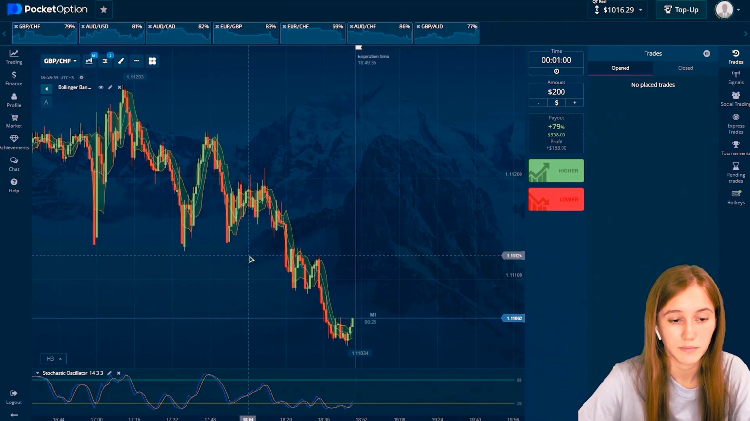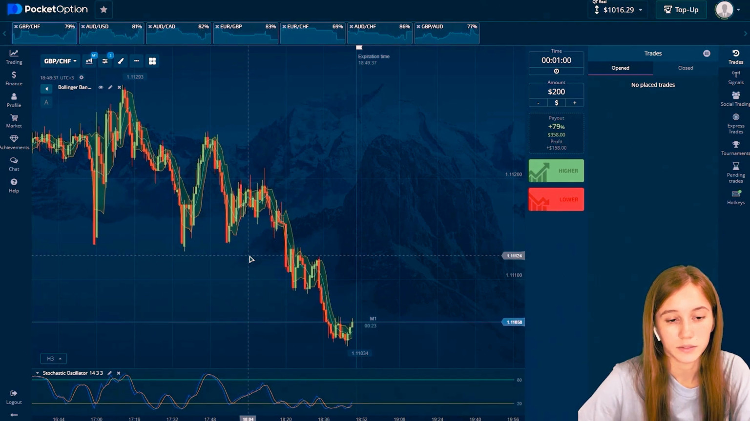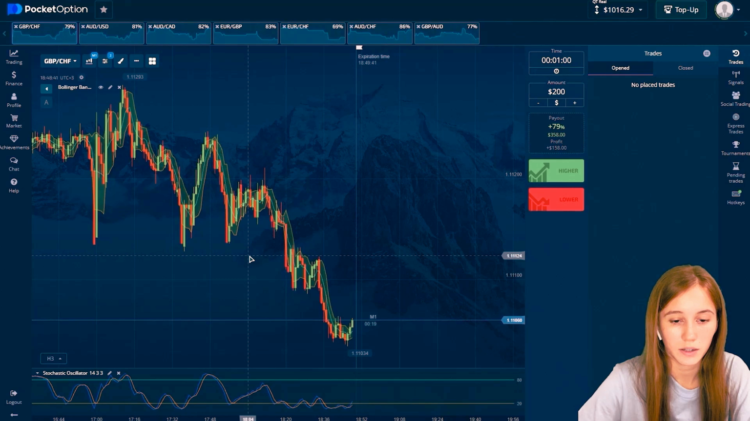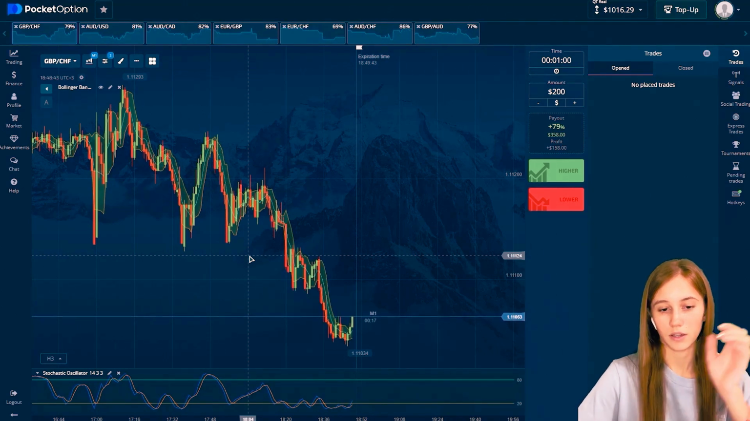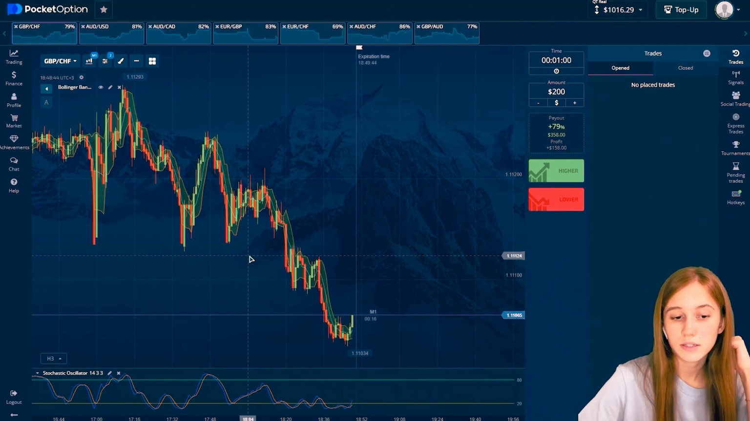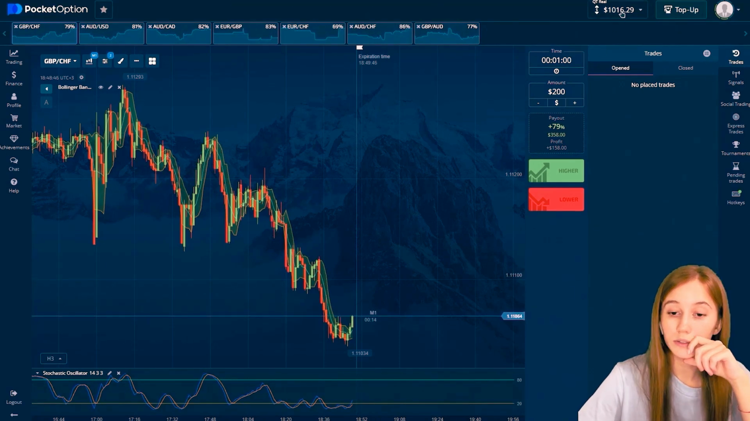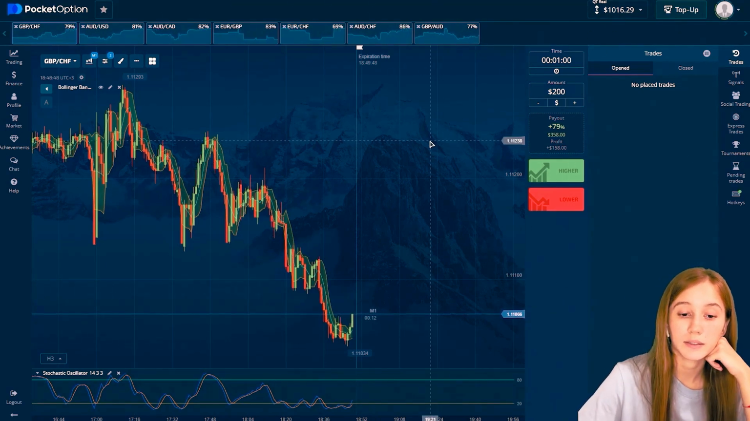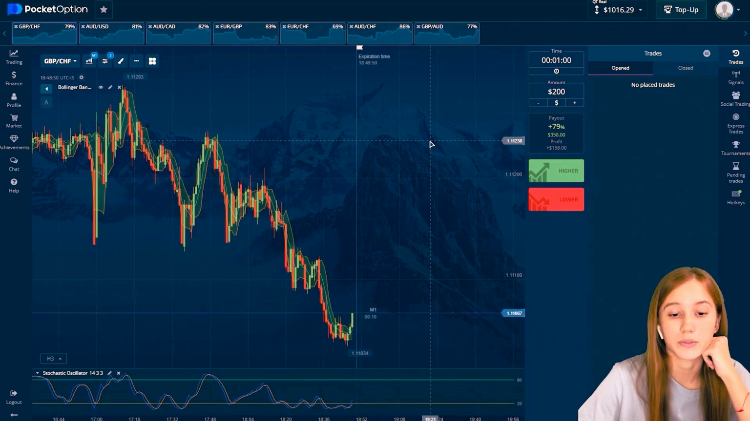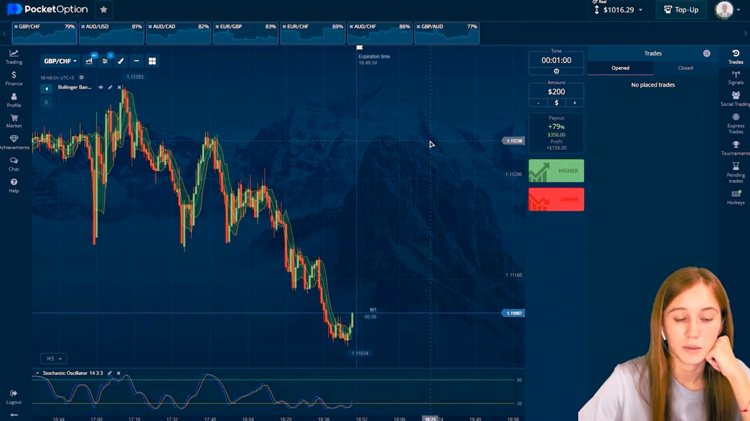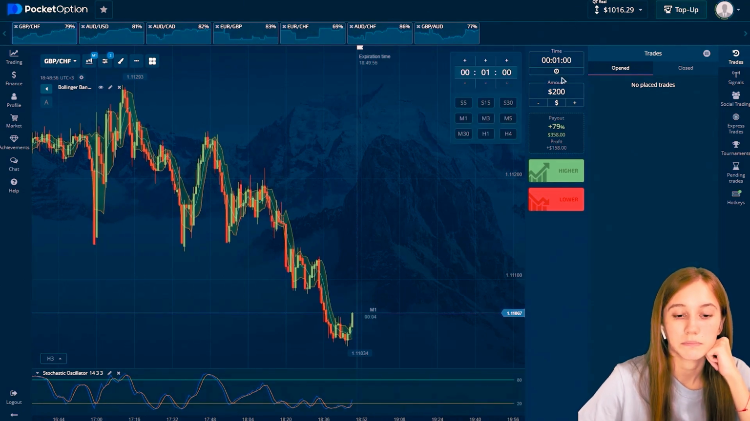Let's finish our trading session for today and let's summarize it. Our balance was only $100 at the beginning, but now it's more than $1,000, so it's a good result, I think. The balance is very important.